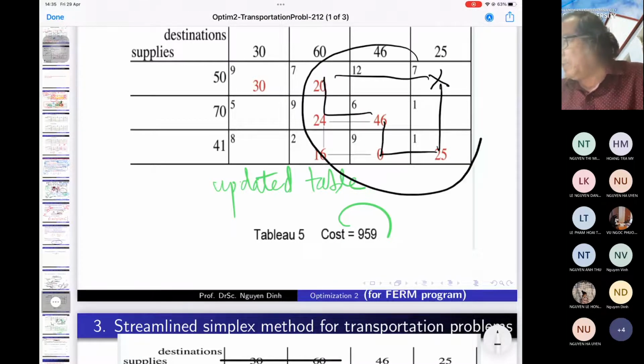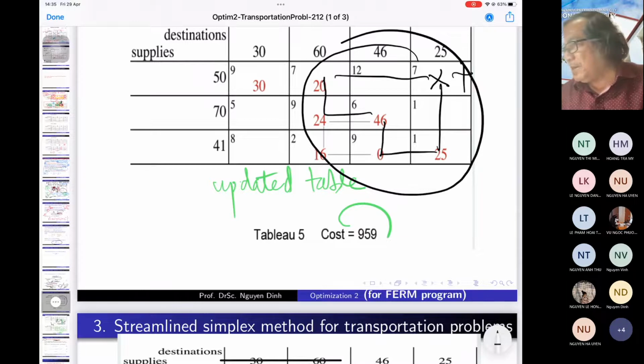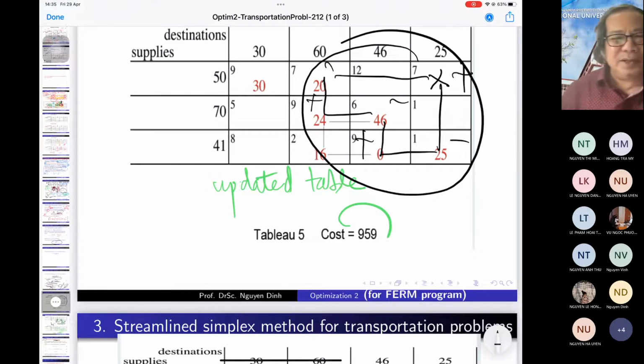How do you tell the computer to find out this cycle? You put a plus here, and this side is minus, plus, minus, something like this. How do you tell the computer to do that? It is quite hard.